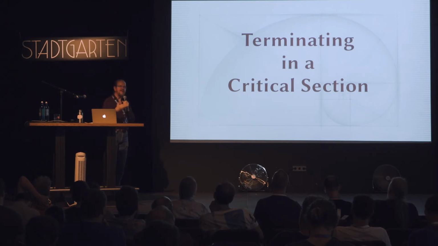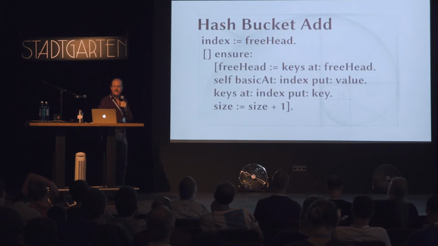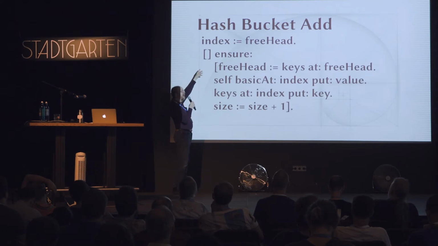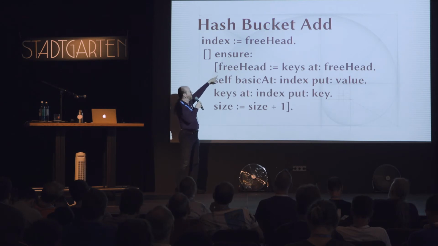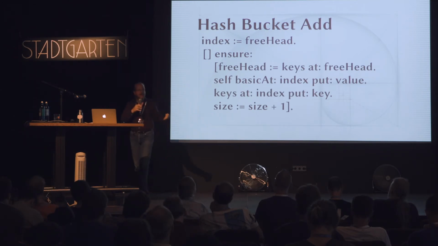So if you're in a critical section and your process gets terminated, how do you deal with that without leaving yourself in an inconsistent state? So we have this hash bucket add. Here I've got the empty block, the ensure, and I've got my entire critical section in an ensure block. And in VisualWorks, since about 7.6, when they fixed the bug, this works. Once I've started this, it will finish. I am proof against being sent terminate.